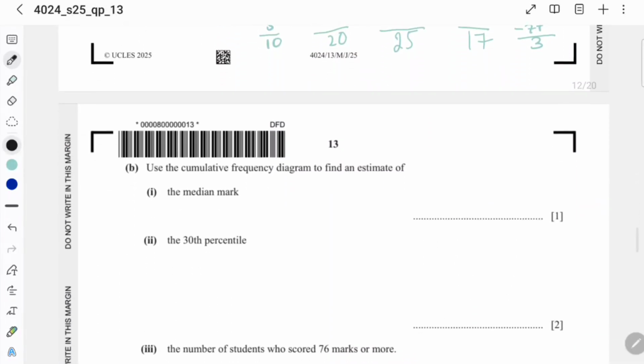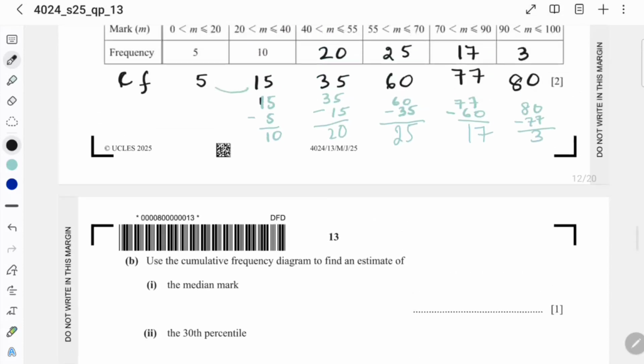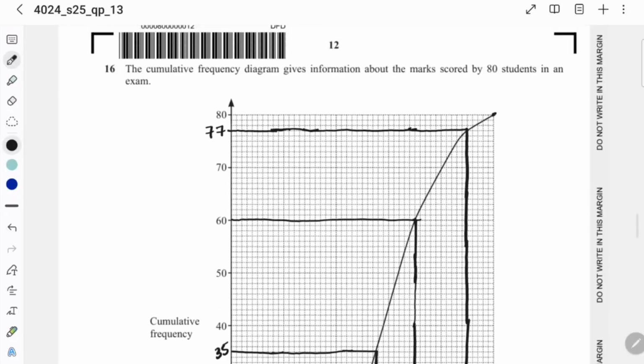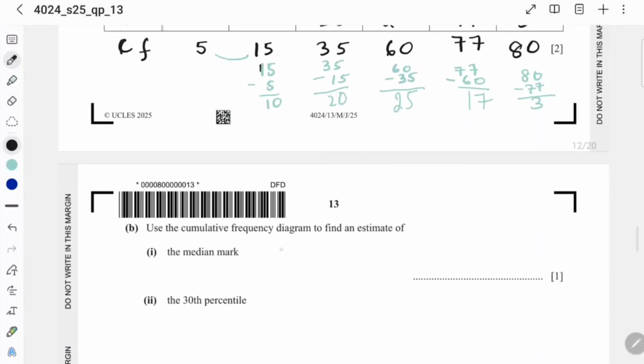Okay, the next part of the same question: use the cumulative frequency diagram to estimate the median mark. So median mark, where do we have to check? It's at 80. So half of 80 frequency, the position will be half of 80, which is 40.